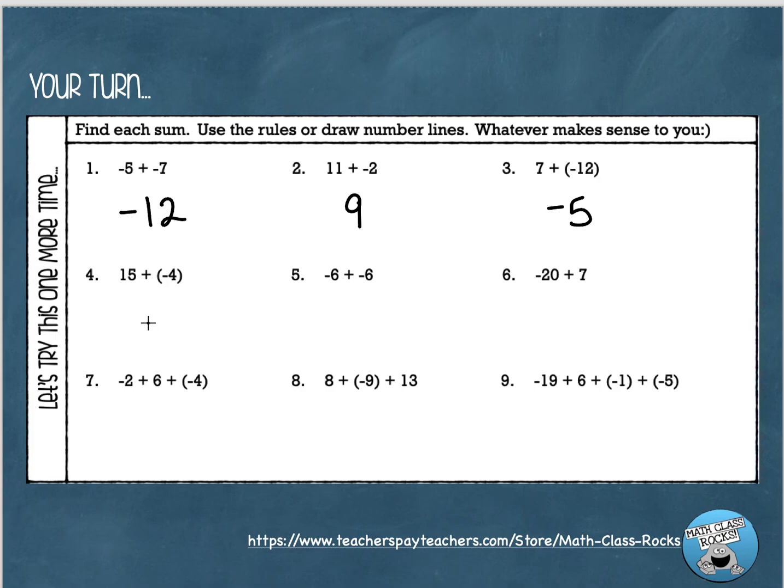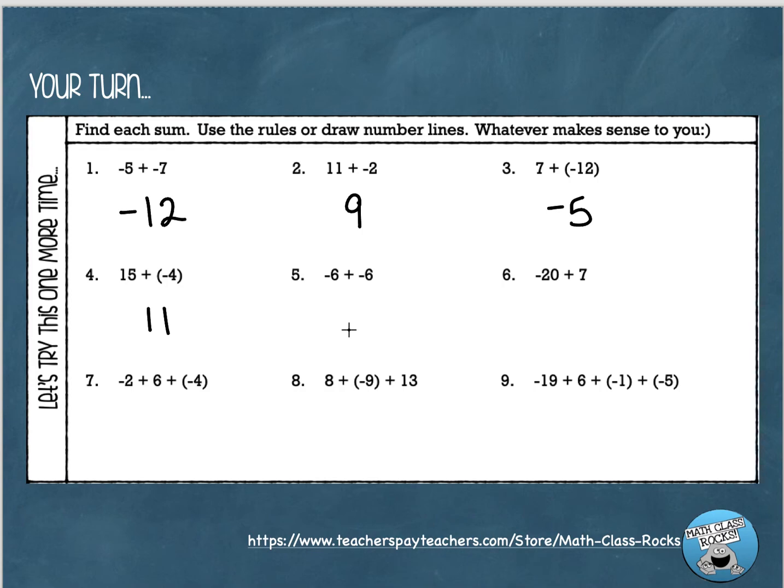Again, number 4, different signs again. We're going to subtract them. 15 minus 4 is 11. Since 15 is a larger number than 4, has a larger absolute value, and it was positive, our answer will be positive. Number 5, a lot of people get this wrong.